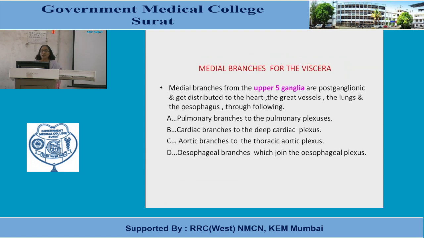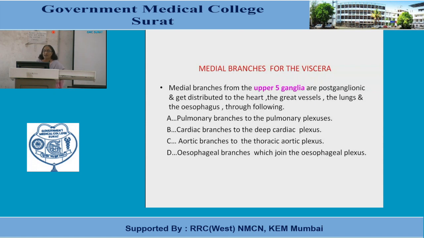Now the medial branches for the viscera. So medial branches from the upper 5 ganglia are postganglionic and get distributed to the heart and the great vessels, the lungs, esophagus through the following branches. So these are the vital organs for the human body located in the thoracic cage. The thoracic cage is, as told you, formed by the 12 pairs of ribs. Now the heart, vessels, lungs and esophagus.